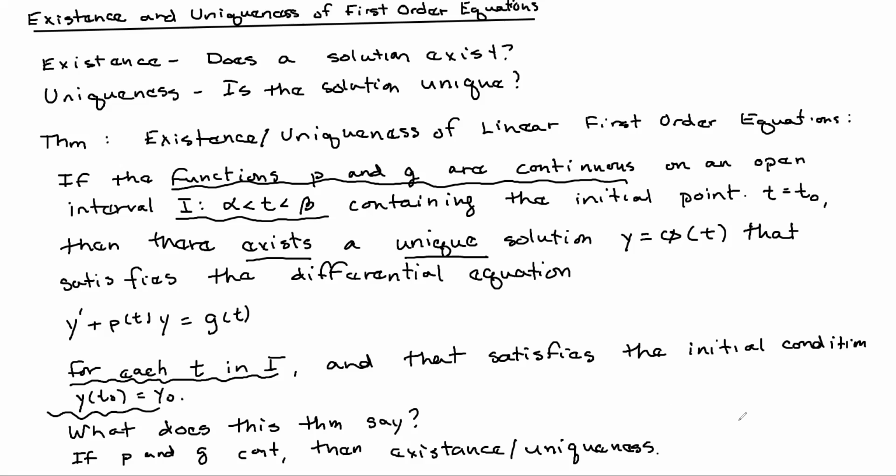So that's really what you end up getting out of the theorem, is that if p and g are continuous, then you get existence and uniqueness. And then as a bonus, we get that there are solutions for each t in I. For every t in I, we're going to get an existing unique solution.